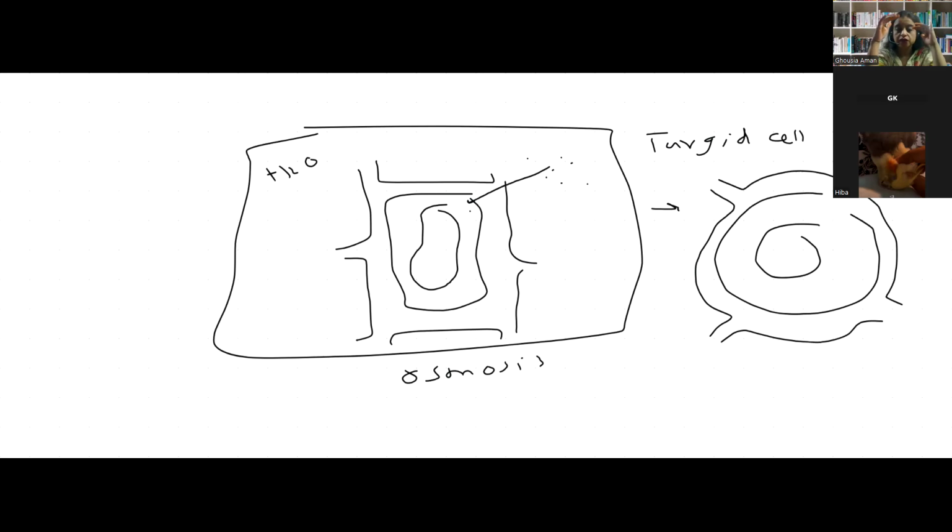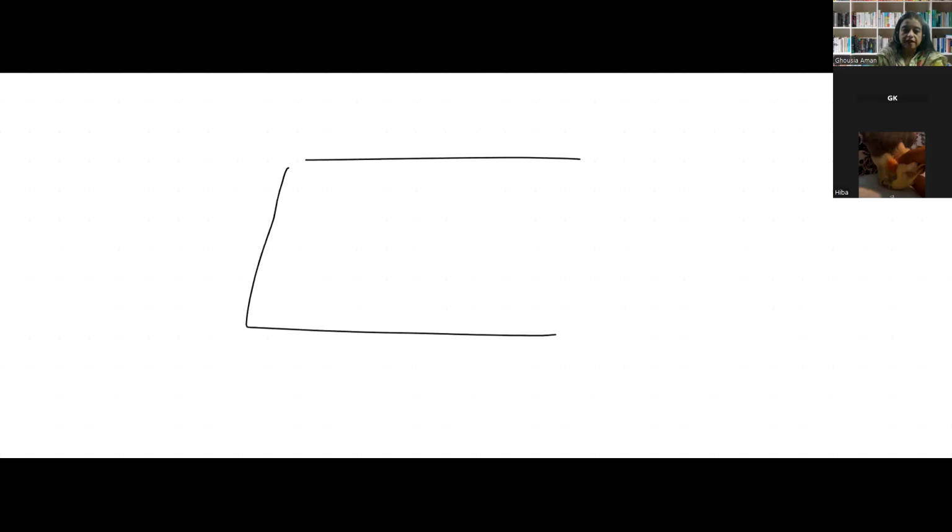But if you reverse it, if you have dissolved so much salt in the surrounding, so this is the salt solution, and you dip the plant cell inside it. Okay, this is the plant cell. As a result, what will happen? The water is less outside, and the water is more inside. So water will come out of the cell.